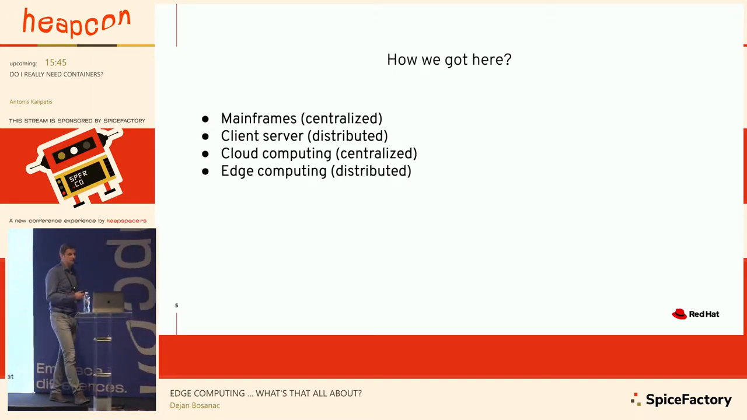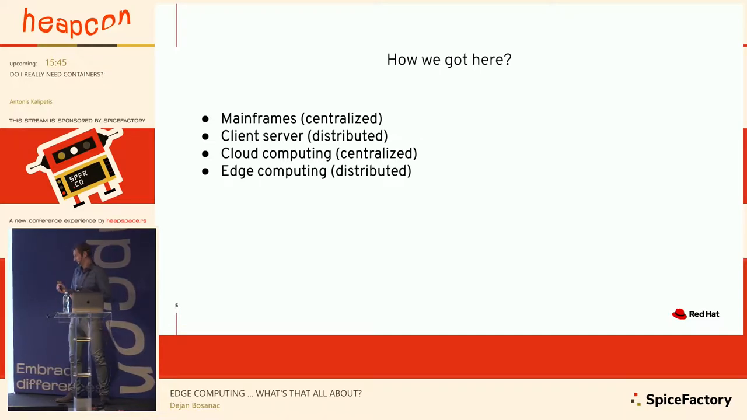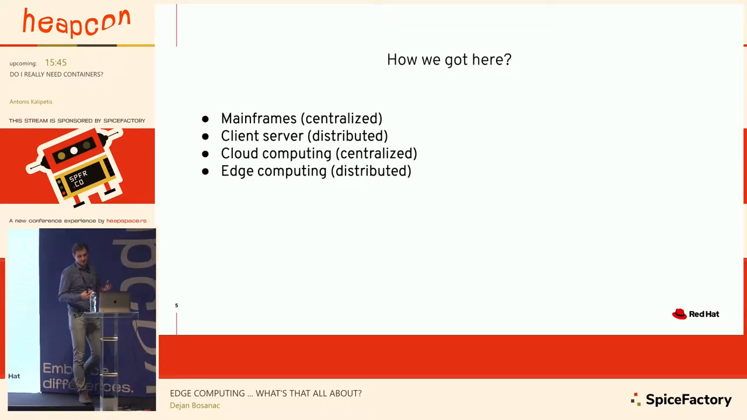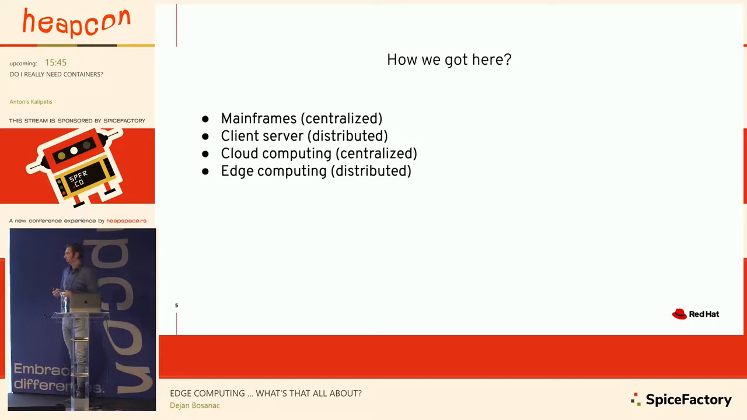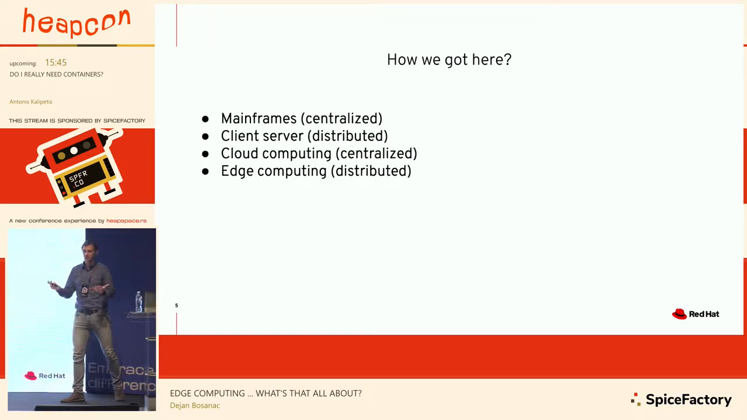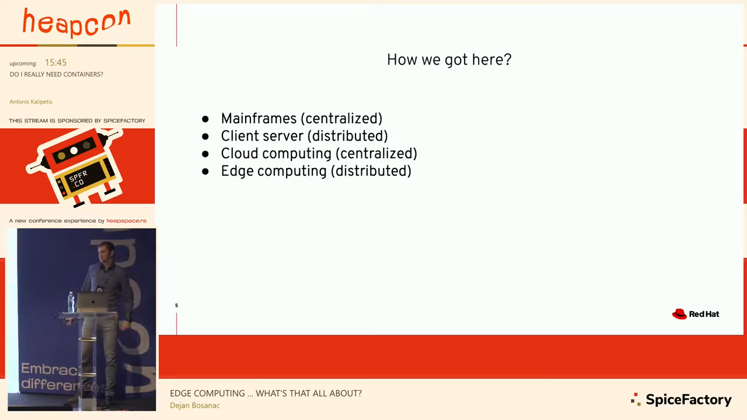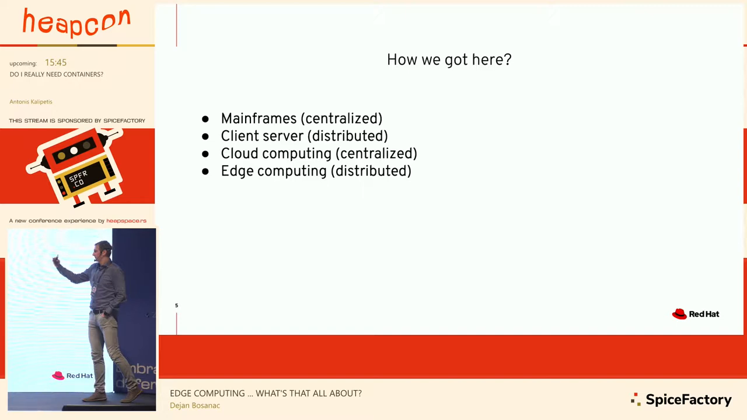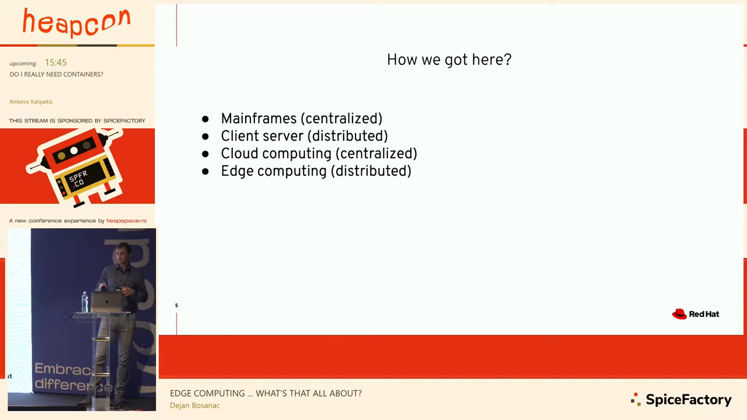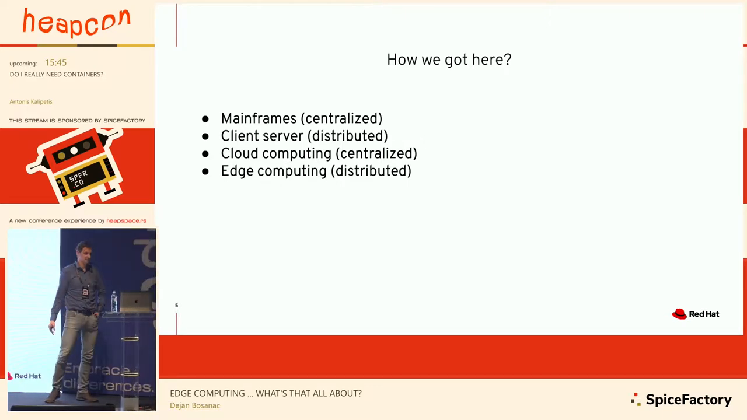Later on, with the development of networks and personal computers in particular, the client-server era started. So now we have distributed computing for the first time, in the sense that one solution, one application, is not hosted on a single computing power. You typically had fat clients, some logic on the server side, and your database on the server side. So your application was distributed between the clients and the servers, right?